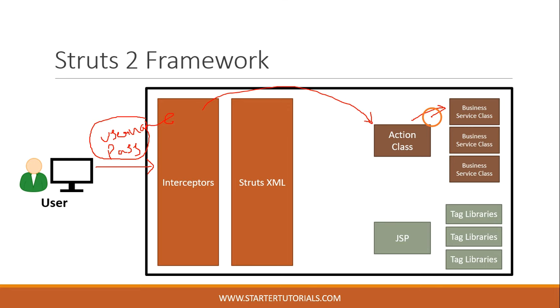so you can process that data. Now this action class will contact one or more business classes, and these business classes will contact the database if needed. All applications do not need a database, only some applications need a database, so the business service classes will access the data in the database. Then the response is forwarded to the JSP, and ultimately this JSP will be sent back as a response to the user. So this is what happens in the Struts 2 framework.